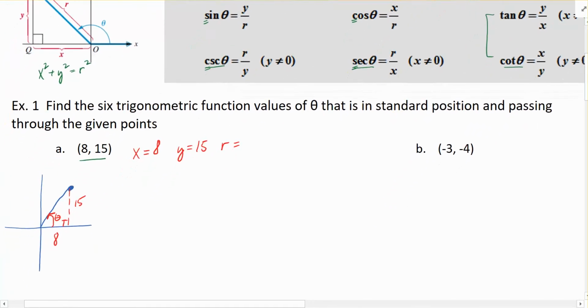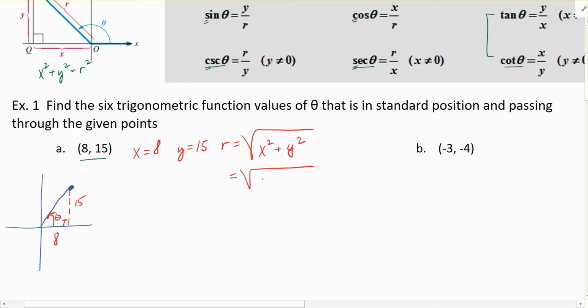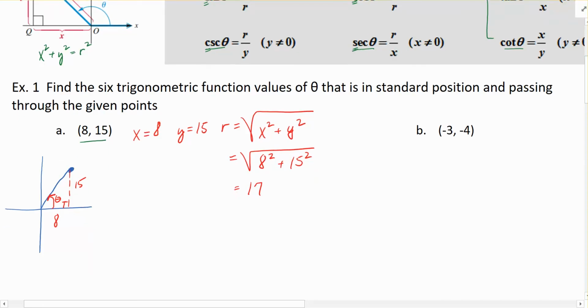So coming down here, that's what we're missing. I need to know what r is. So I'm going to take the square root of x squared plus y squared, which is the square root of 8 squared plus 15 squared, and if I put that into my calculator, I'm going to find out that that is 17. So a right triangle of legs 8, 15, and 17 is a special right triangle. Now what do I do with that?